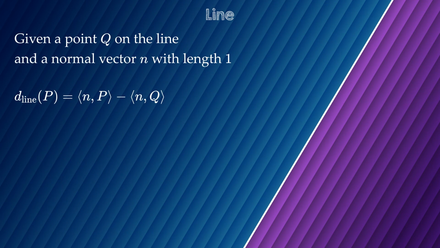Note that due to the way we define signed distance functions, this is technically not describing the line itself, but the half space bounded by it. For the actual line, we would have to take the absolute value of this function.